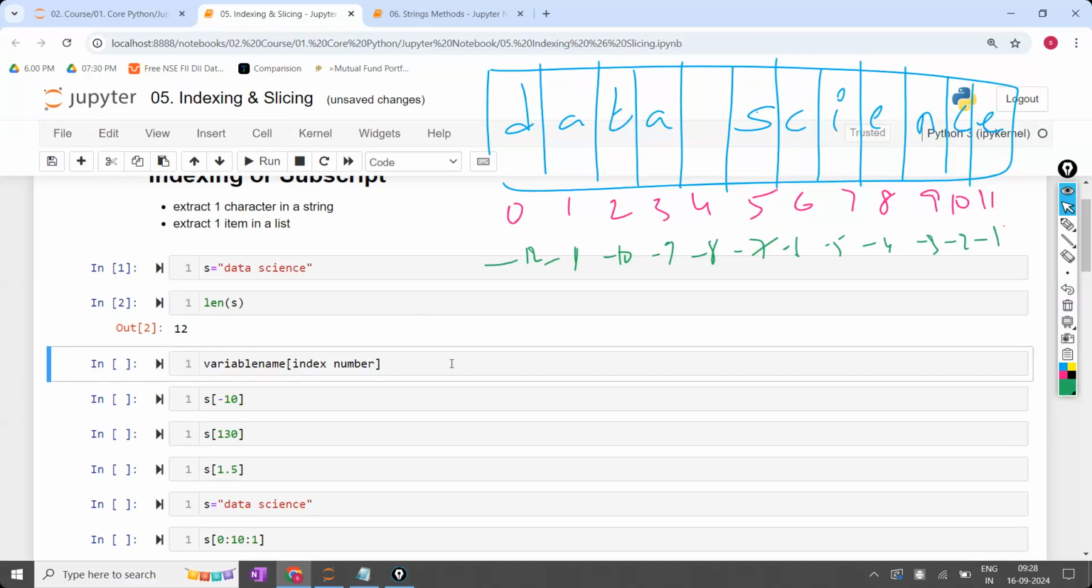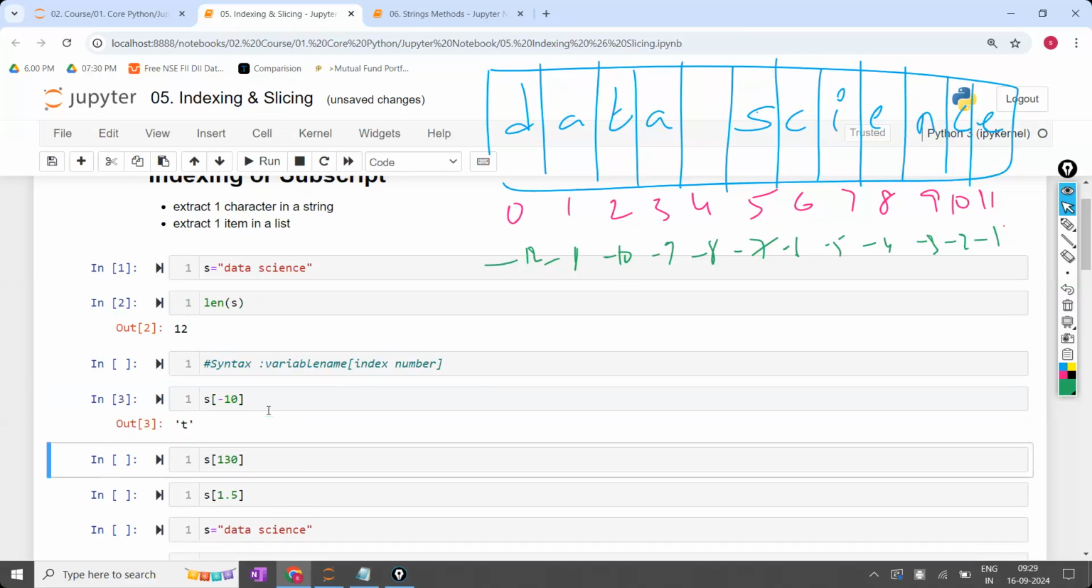Okay. Now, what is the syntax? Syntax is the variable name, then in brackets you have to write the index number. This is called the syntax. Syntax means a rule in Python. We have to go with the rule in Python: variable name, then brackets. Now tell me, what is S of minus 10? Where is minus 10? Here. What is that? Letter T. So it is going to give the string T.